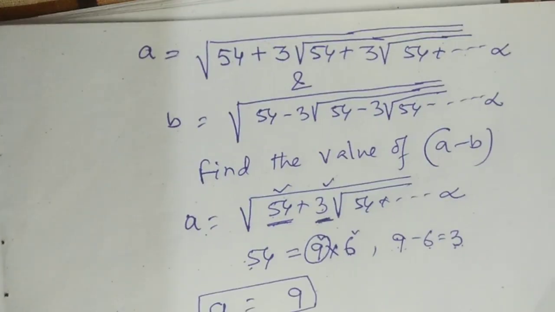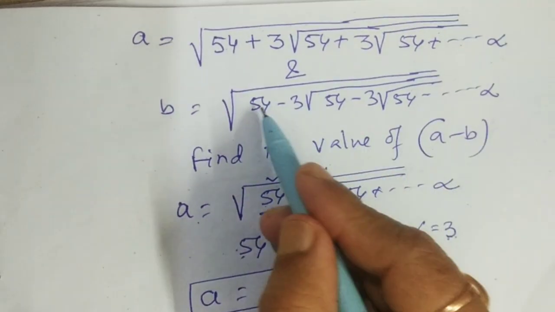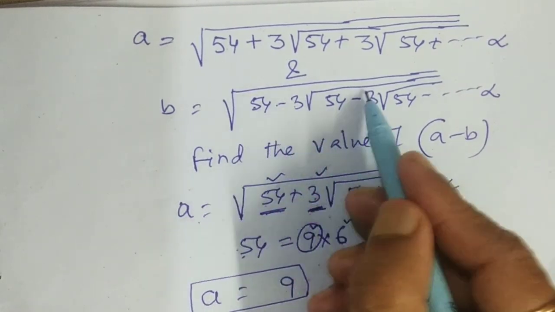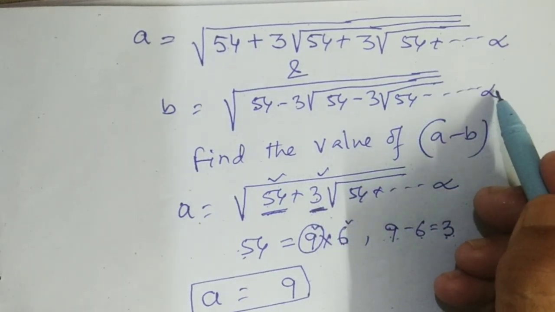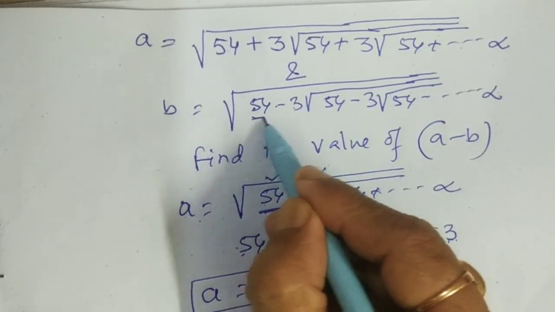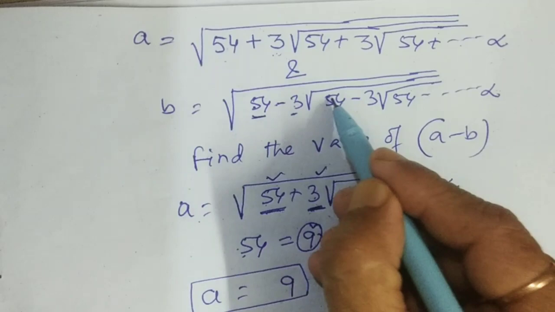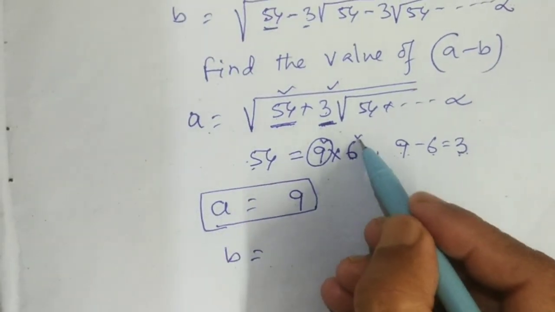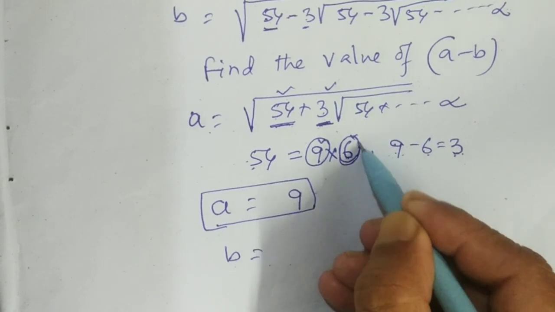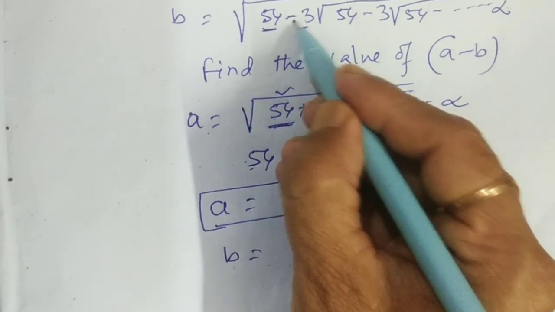And what is the value of b? B is here root over 54 minus 3 root over 54 minus 3 root over 54 minus, it is continued up to infinite. So 54 and 3 is same, but the sign is negative here. So what is the value of b? B is the smaller factor, because the sign is negative.